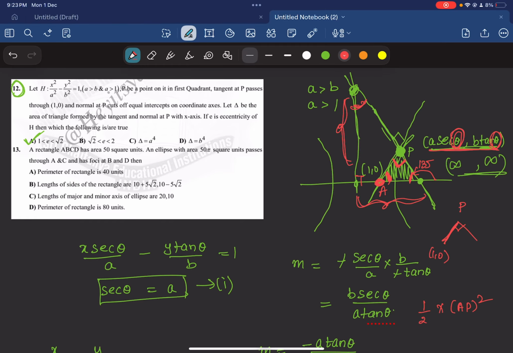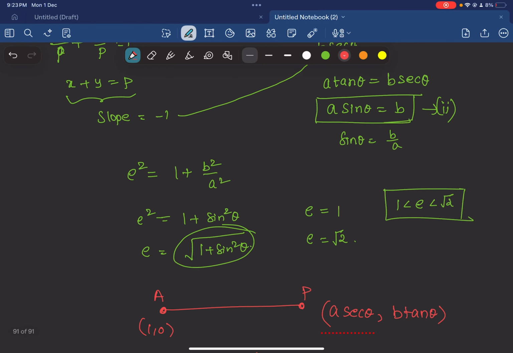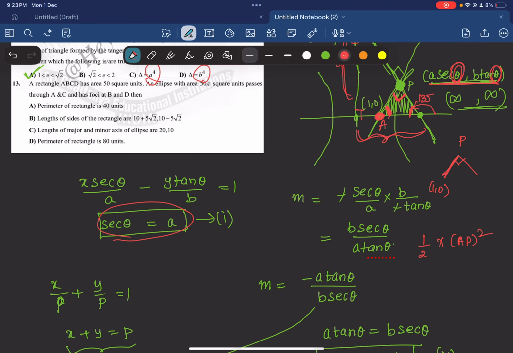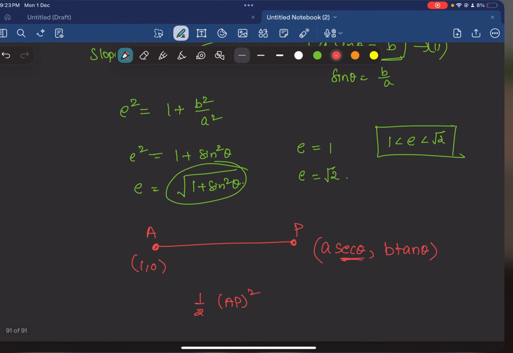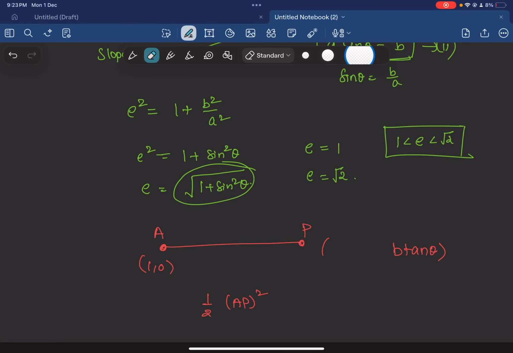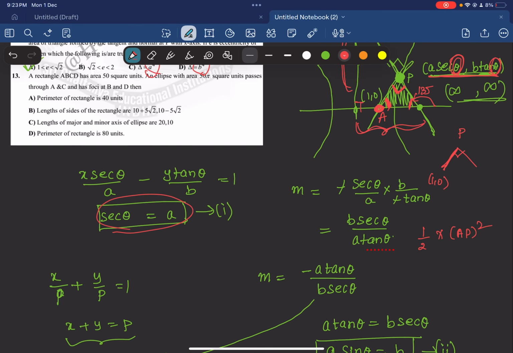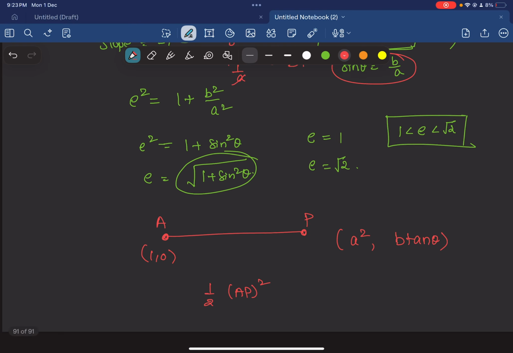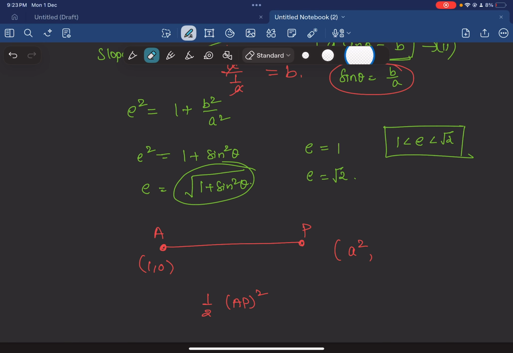Since the area is in terms of a and b, we have to eliminate this particular theta. We already got secant theta is equal to a, so therefore this particular point is a square. And tan theta, we have to find out tan theta. We know sin theta is equal to b by a. From here we know cos theta is 1 by a. So tan theta is equal to b. So therefore this point is b square.